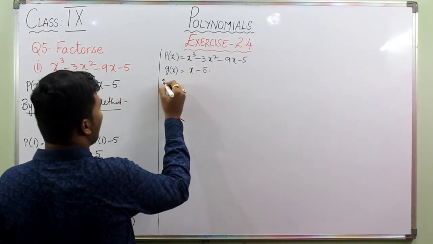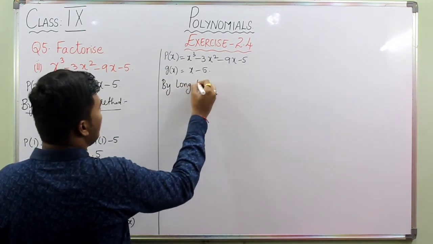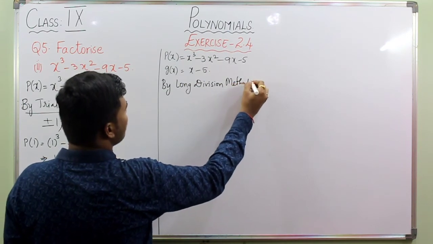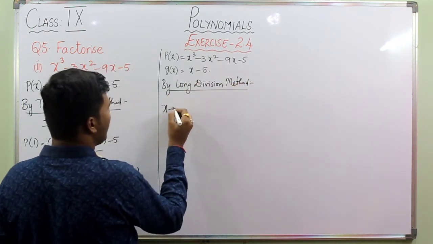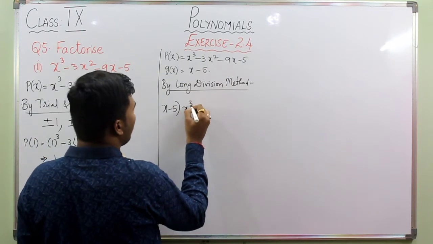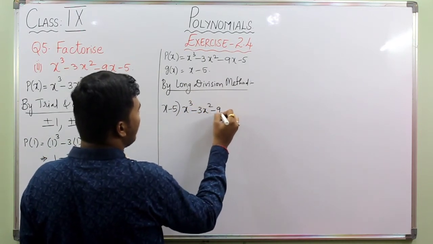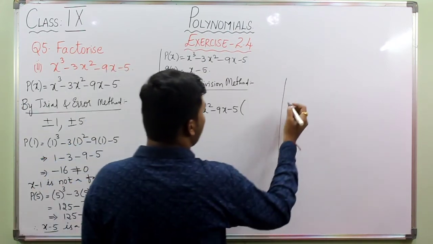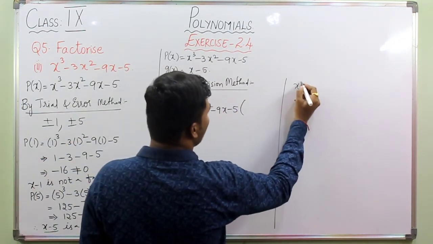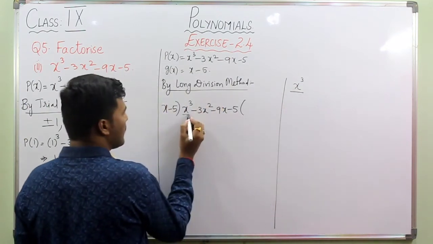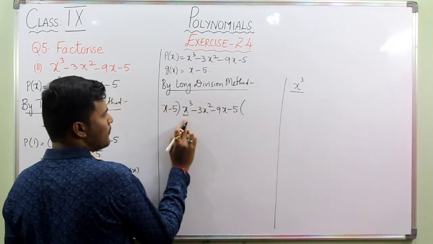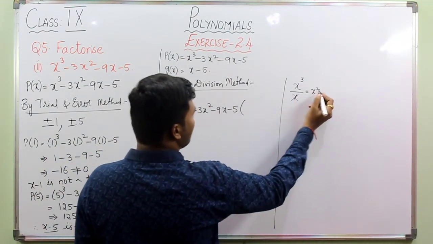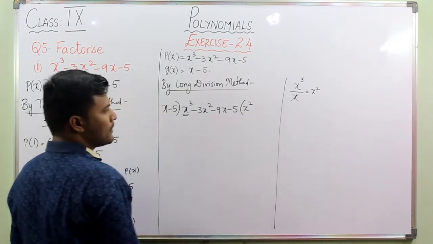Now by long division method, we can write x minus 5 divided into x cube minus 3x square minus 9x minus 5. So let us do the rough column here. In this sum, the rough column is very important. First we have to consider the first term, that is x cube divided by x. It will give you x square. So this should be written in the quotient part.